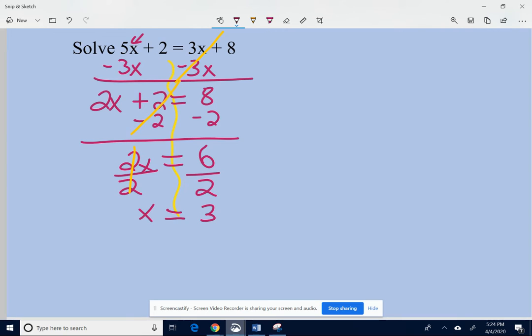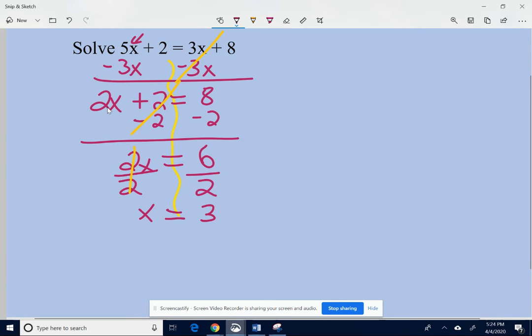I wanted to also show you this. When I do these, I want to keep positive x's. When I get to this next step, I like to keep positive x's. So in order to do that, I subtracted the smaller of my x terms from both sides. Instead of subtracting 5x, I subtracted 3x from both sides since it's smaller. That way, I will be left with a positive x term.